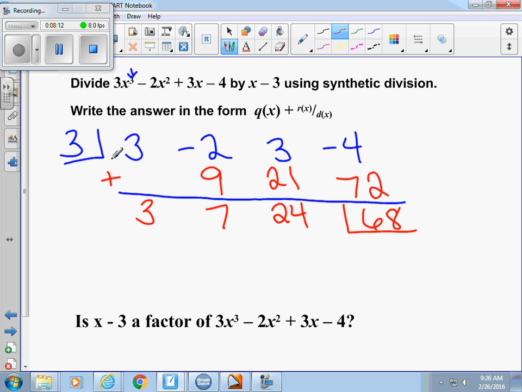So let me say all of this one more time. You add down, you multiply, you add down, you multiply, you add down, multiply, and add down. Everyone see how we're getting those numbers? The first one looked a little scary, looked a little hard, but as we start doing this, it's the same steps.